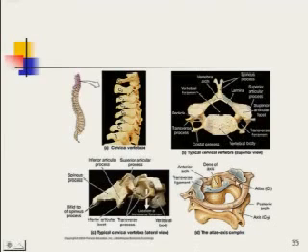The atlas is actually fixed to the occipital bone. The point of articulation here, the articulating facets, actually sit at the inferior aspect of the occipital bone. The axis, which is the second cervical vertebra, sits under the first.